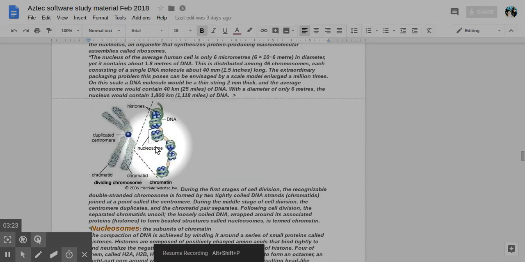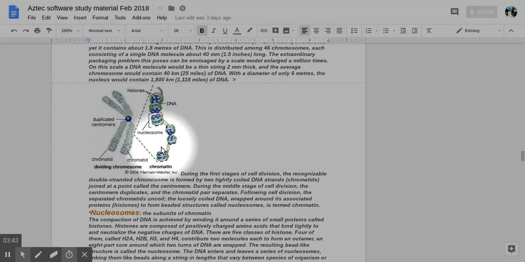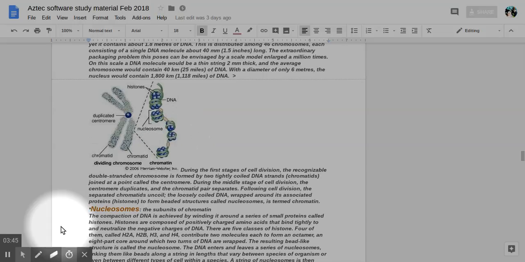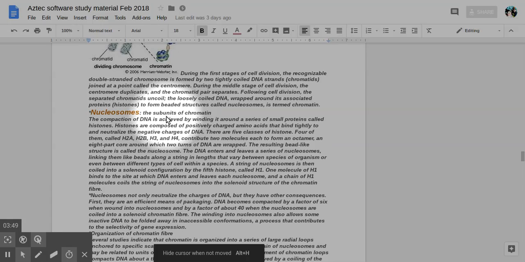Also, we learned that histones, which are proteins, help with the compaction of DNA into the chromatin, which are also these beads structures or compacted structures called nucleosomes. That's what they're called when the DNA is bound by histone proteins.